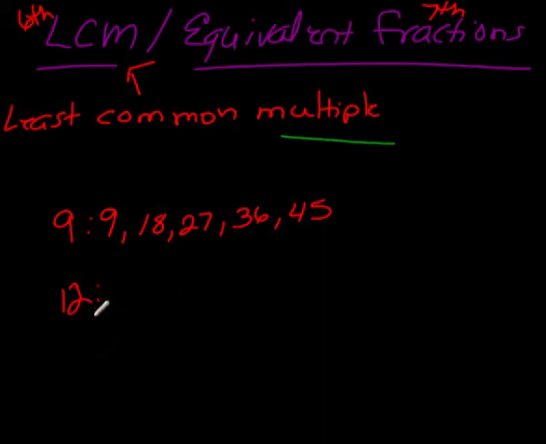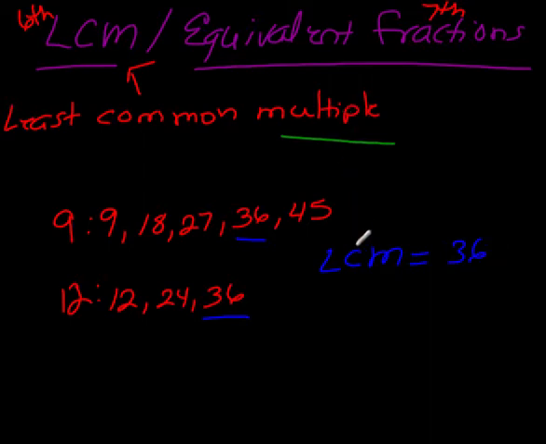Now let's count by 12s. So we would have 12, 24, 36. Oh, guess what? I can stop already. Do you see why I can stop? Exactly. 36, 36. So my LCM equals 36. All right, simple as pie.